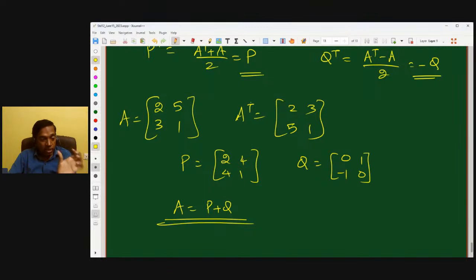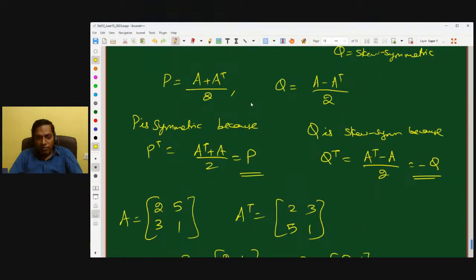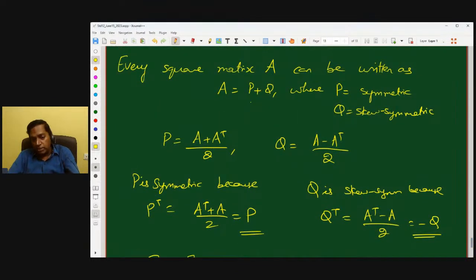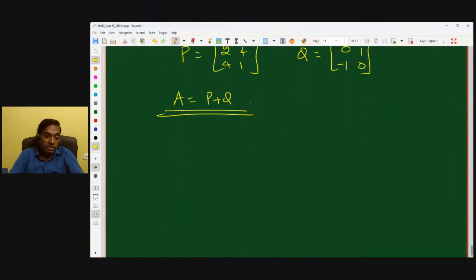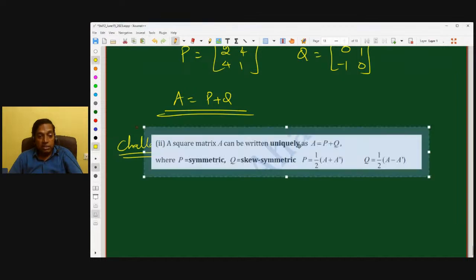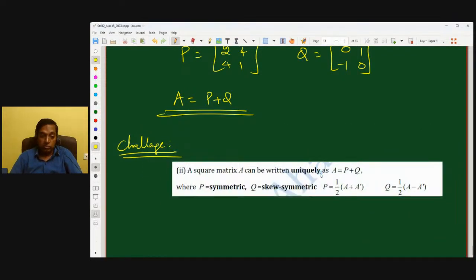idea that every square matrix can be split into a symmetric plus skew symmetric matrix. You can see that here. And finding and showing that this is always possible is easy, because you can always find P and Q as A plus A transpose by 2 and Q as A minus A transpose by 2. But the challenge is, I have not just made this claim. I have actually made a claim that a square matrix A can be written uniquely as P plus Q.